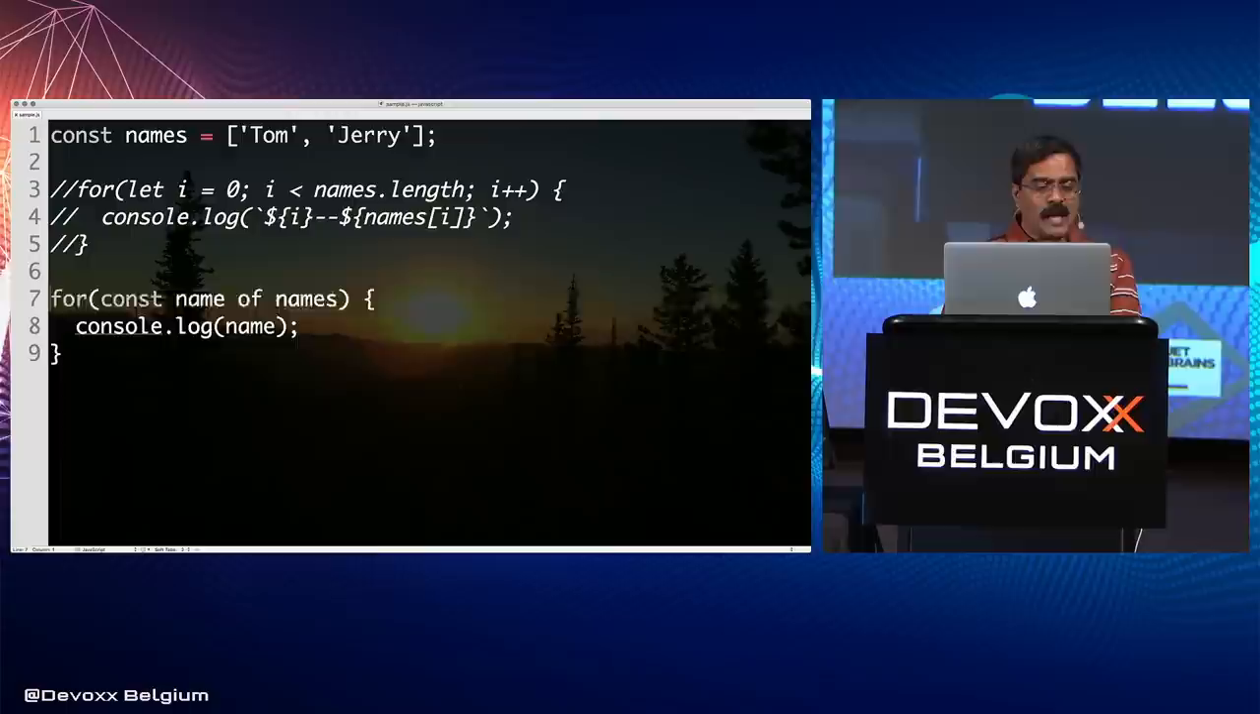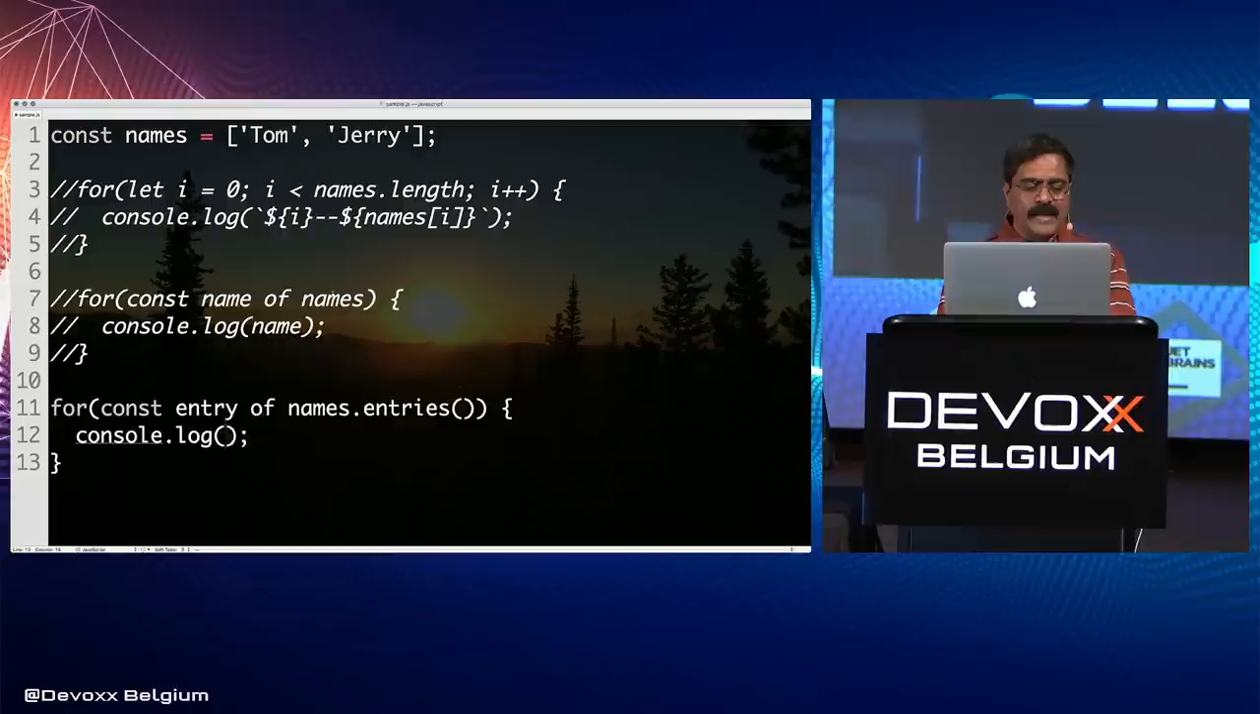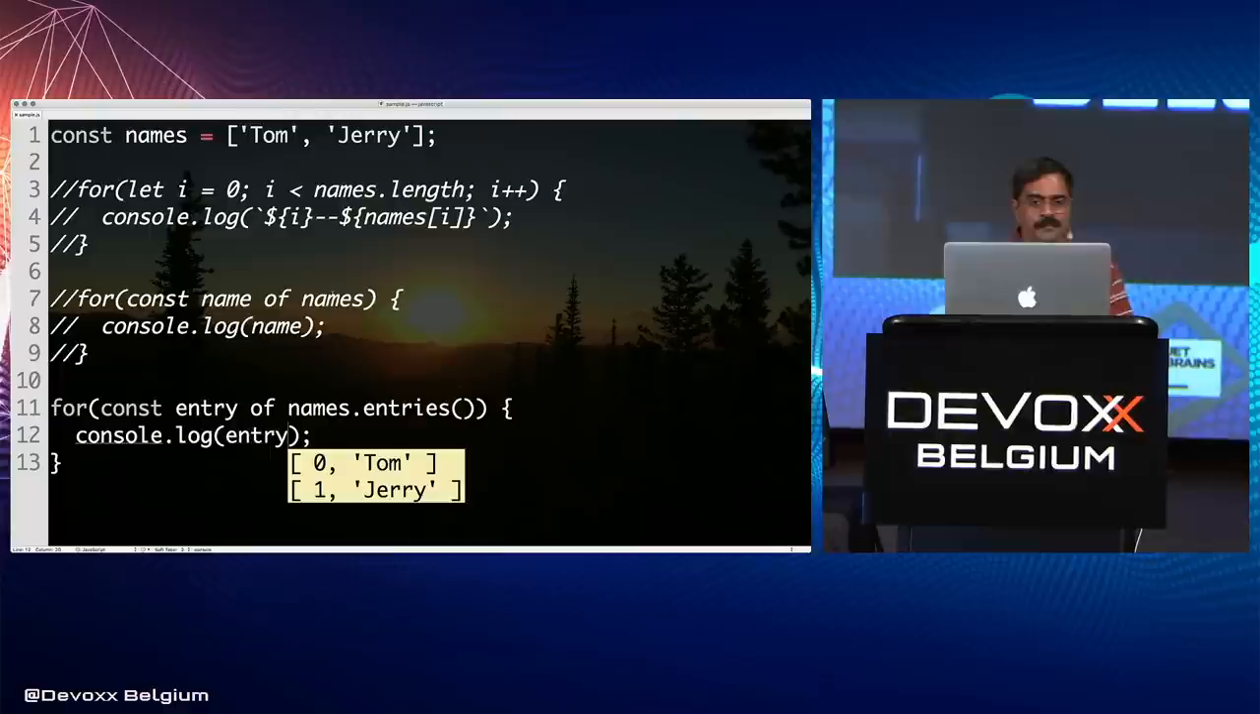Well, for that purpose, what you could do is write a for loop again, constant entry of names.entries, and then I can print out the entry right there. Now, when you look at this code, you can see that I'm able to get the entry values, and the entry gives me the index and the value at that index as an array.